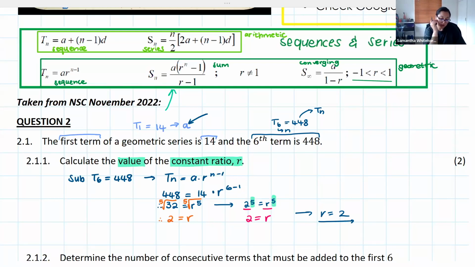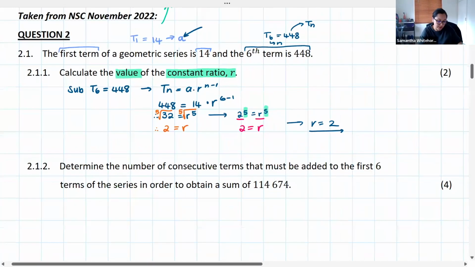Now this is only worth 2 marks. You would get a mark for the substitution into your formula of your A and your 448 in term 6, and you would also get a mark for your answer. So only 2 marks, nothing super crazy, but 2 marks nonetheless.